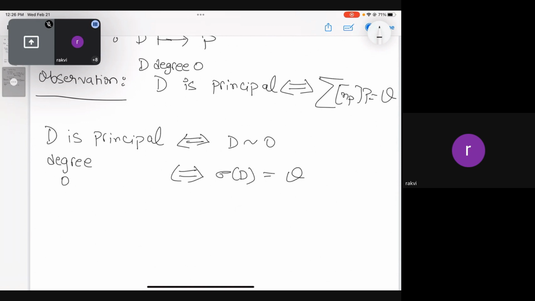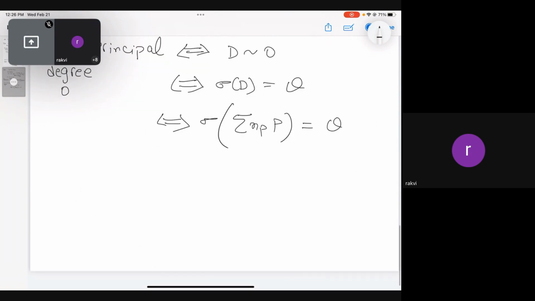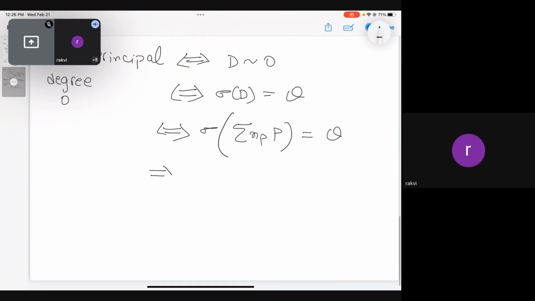Now let me plug in the value. So let me assume that D is sigma n_P P, just to complete. So now let me plug this in here. So sigma of the summation n_P P is my identity. And now let me manipulate this equation. To this, I can always add 0. Adding zeros doesn't affect my divisors, right? Like if I have something like P plus Q, then I can always do P plus Q minus 0 times another point. That I can always do.